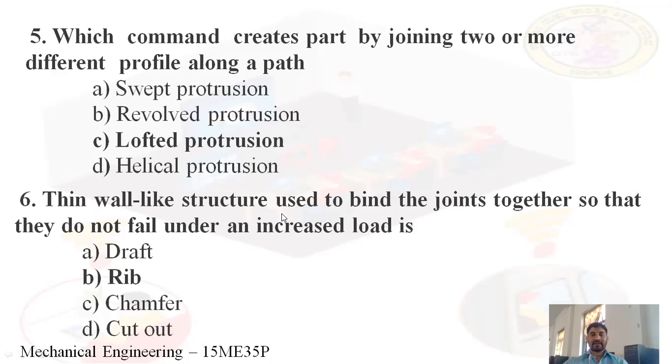Thin wall-like structure used to bind the joints together so that they do not fail under the increased load. In the end, we have discussed the rib. I told you the rib will take up the load of the two surfaces which are weaker in the joints. So rib is the correct answer for this. Draft is a draft angle used for pattern allowances. Chamfer is to remove the sharp edges. Cutout is removing the material by drawing a profile. So correct answer is rib.